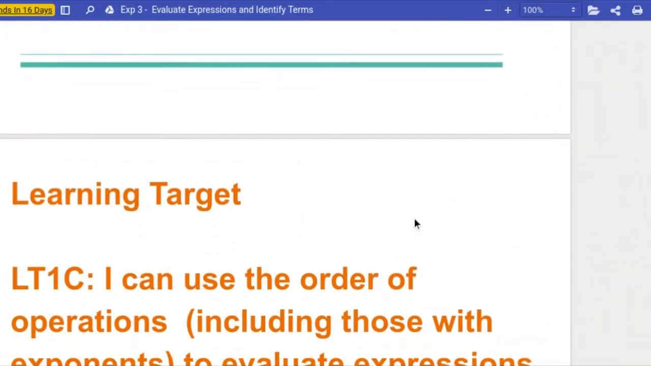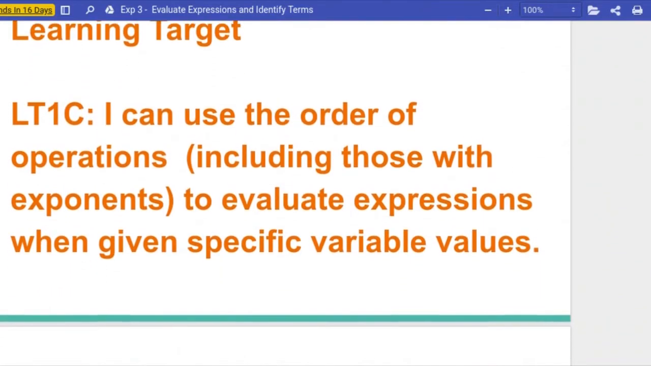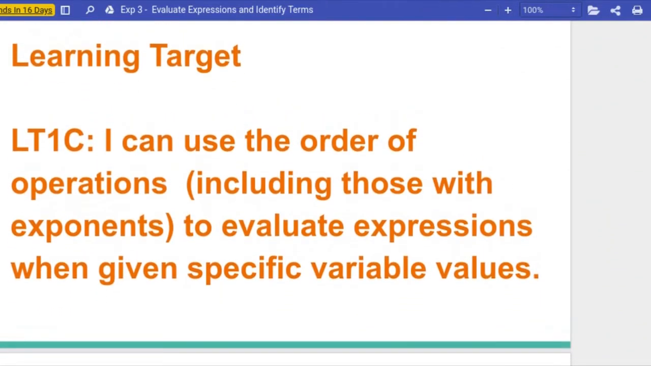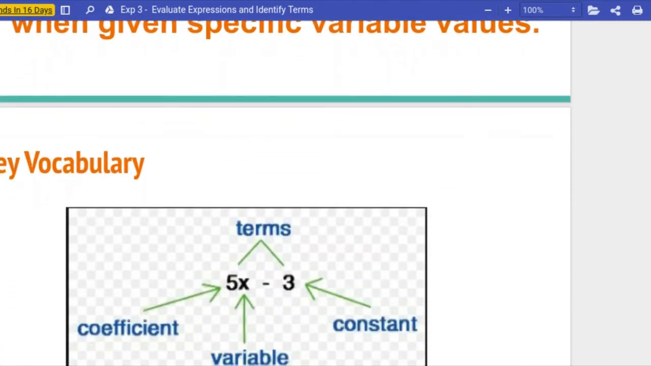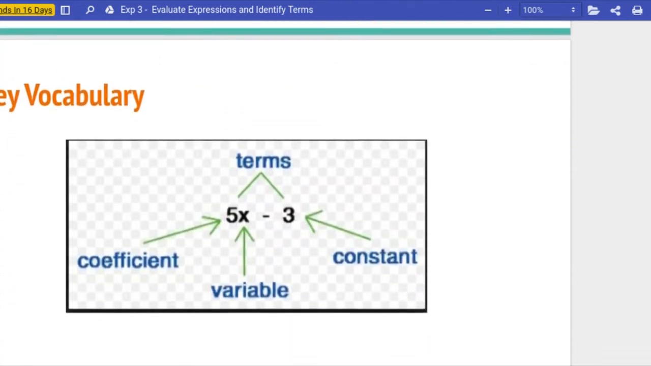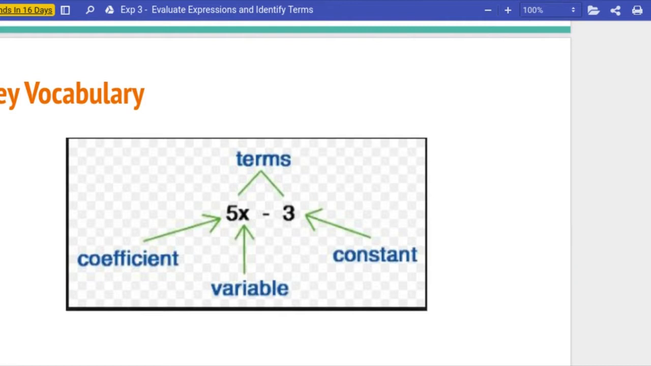Our learning target today is to use the order of operations, including those with exponents, to evaluate expressions when given specific variable values. So we're going to be given a value for the variable, we're going to substitute that in, and then use our order of operations to find the value of that expression. Before we do that, though, we need to cover a couple of important vocabulary terms that we use all the time when we are talking about expressions.